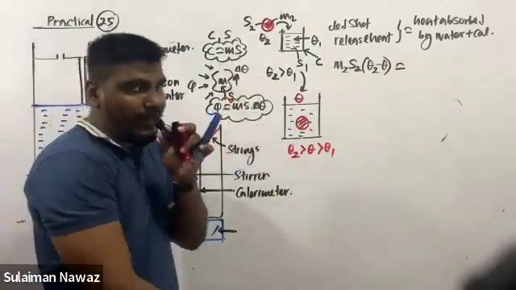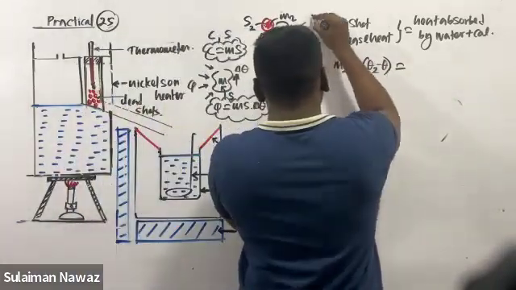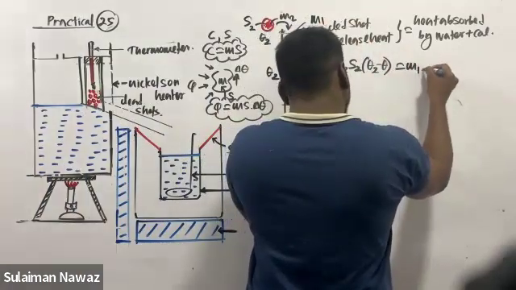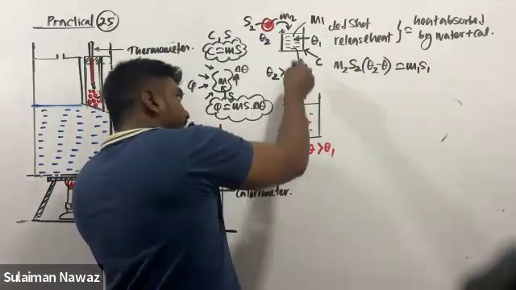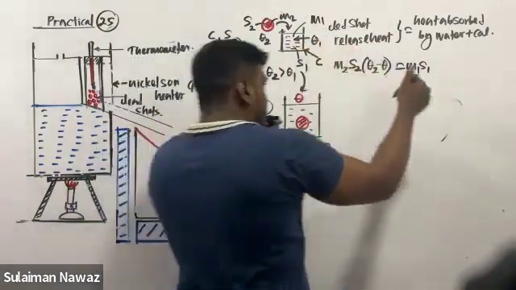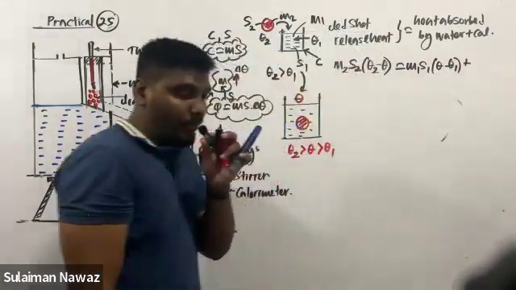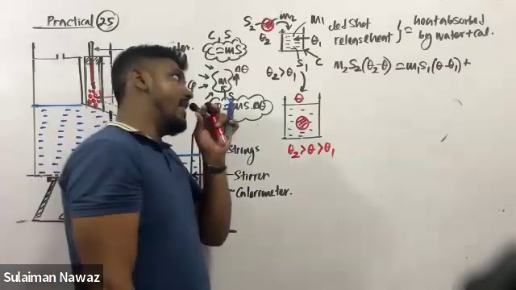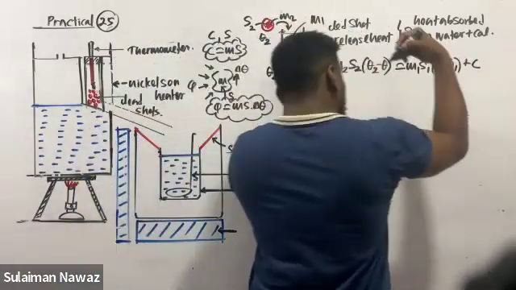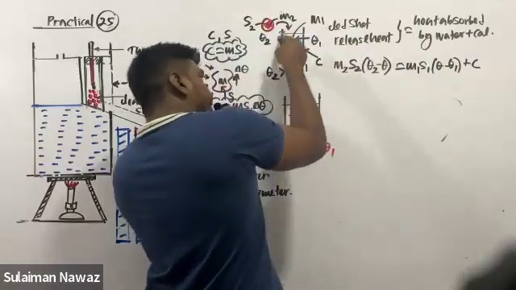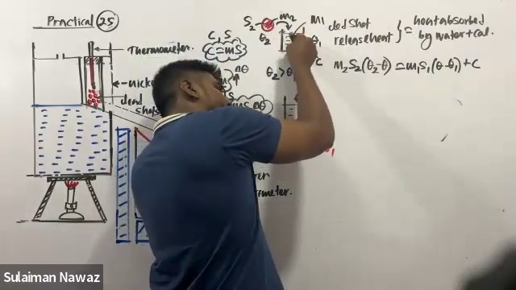How do you find the amount of heat absorbed by the water? Take the mass of the water as M1, the specific heat capacity of water as S1, times the increase in temperature. The final temperature of the water is theta, the initial temperature is the smaller theta 1, so theta minus theta 1. Plus, how do you find the amount of heat absorbed by the calorimeter? They have given the heat capacity of the calorimeter as C. The increase in temperature means the initial temperature is theta 1, and whatever temperature the water reaches is also obtained by the calorimeter.